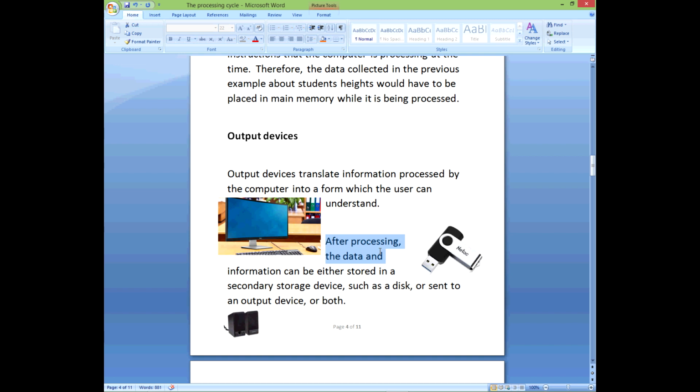So after processing, the data and the information can be either stored in a secondary storage device such as a disk, which could be a DVD or a CD, or sent to an output device, or both. So you can send the results of your calculation of the students' heights in order, ascending or descending order, to a thumb drive. You can see it on the screen, or you can even convert it to audio.